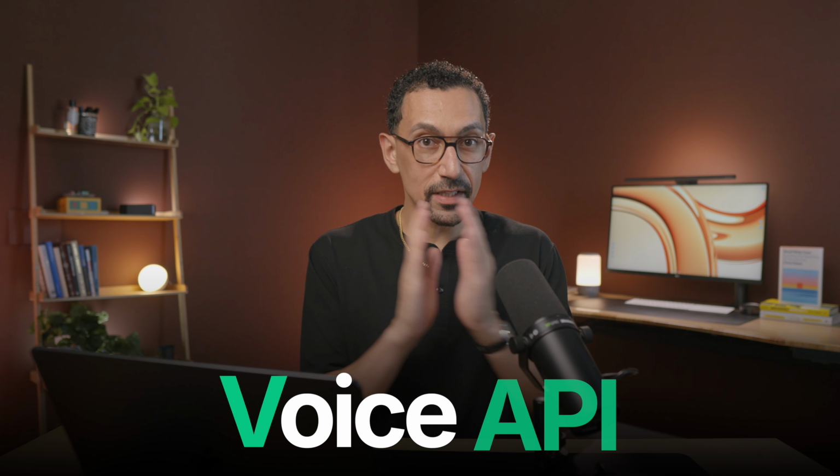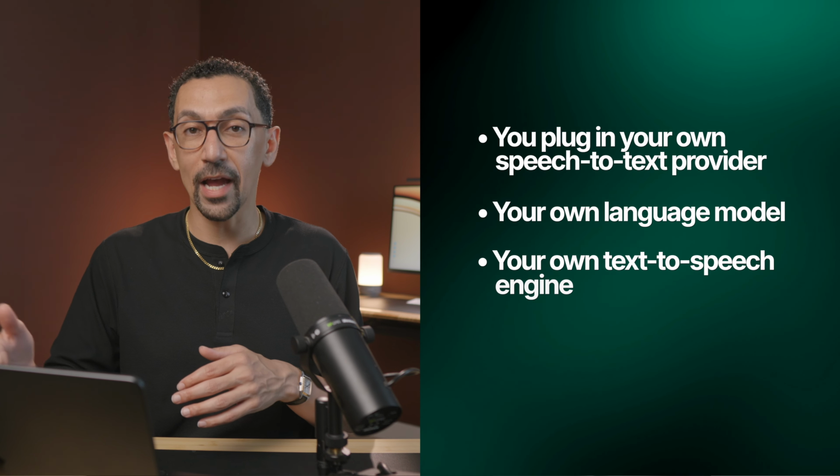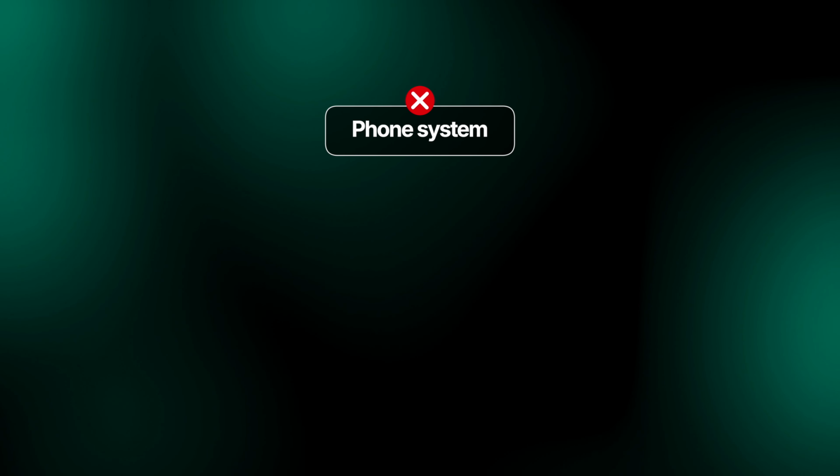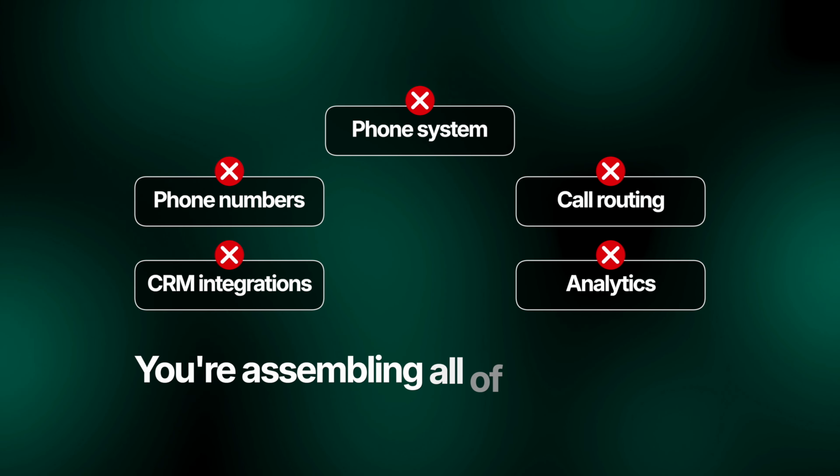Now, let's talk about Vapi. Vapi is a developer-first platform for building AI voice agents. The name literally stands for Voice API, and that tells you who it's built for. Vapi is going to give you the orchestration layer. You plug in your own speech-to-text provider and your own language model with your own text-to-speech engine and your own telephony carrier. Vapi then is going to handle the real-time loop between them, which does make it genuinely powerful for technical teams that do want granular control over every component of the voice pipeline. But just bear in mind that it does not come with a phone system, phone numbers, call routing, or CRM integrations, or analytics. You're assembling all of that yourself.